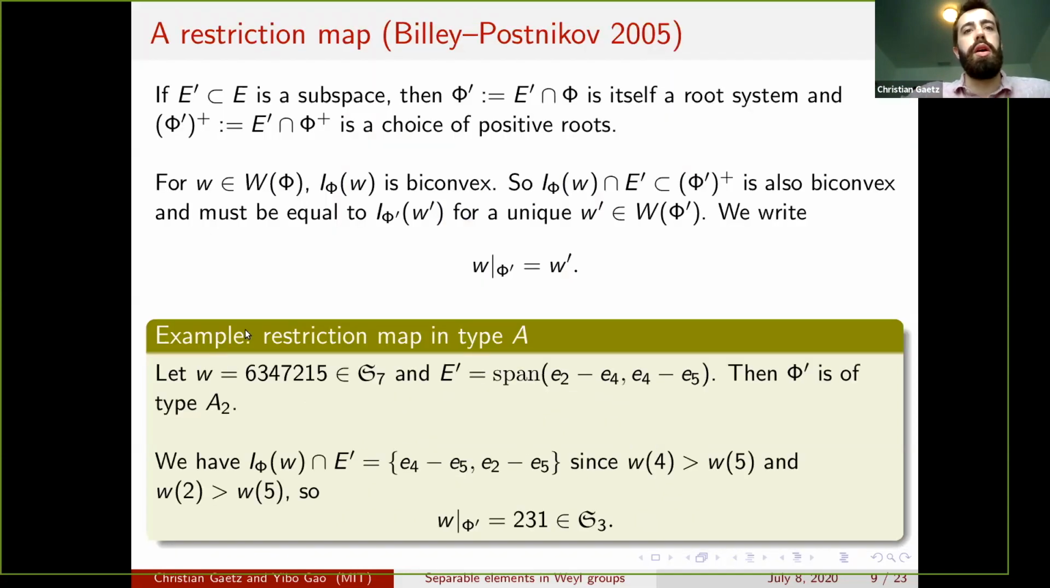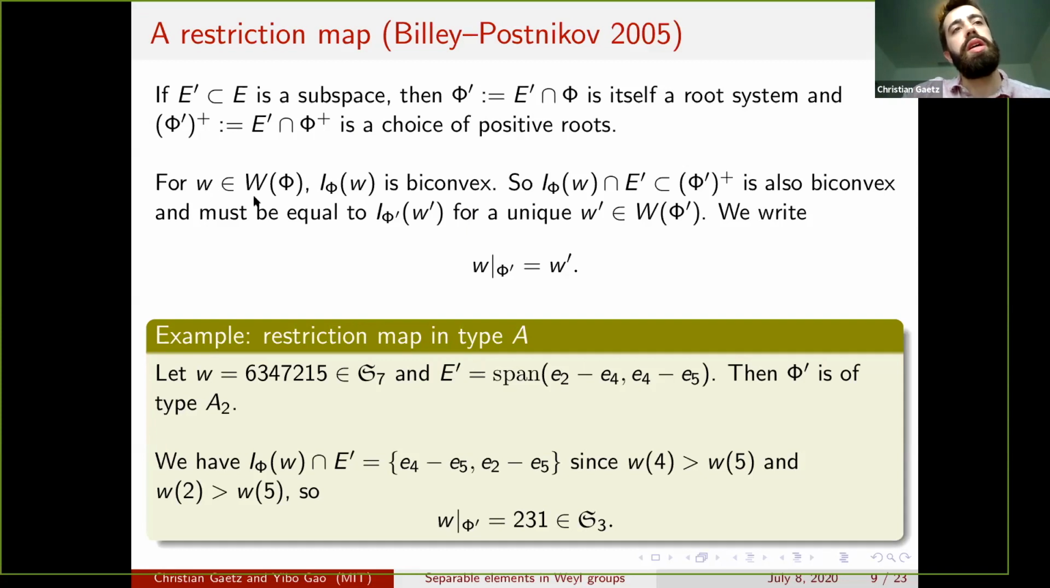All right, so before I define separable elements, I need one more ingredient, and that's this restriction map first considered in work of Billy and Postnikov. So if E prime is a subspace of the vector space E, then the intersection of that subspace with the root system is itself a root system, and the intersection of the positive roots with that subroot system is a choice of positive roots. So here's the description of a restriction map.